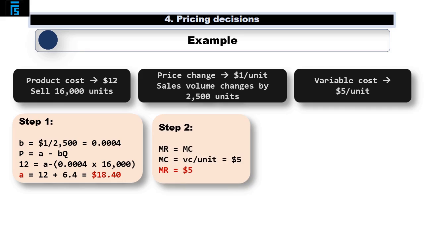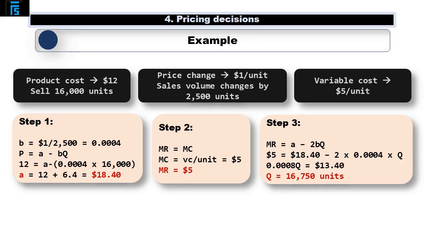The next step is to make MR equal MC. The marginal cost of making one extra unit will just be the variable cost of making that unit, and we know from the data that this is $5. So if the marginal cost is $5, the marginal revenue will also be $5 at the optimum point.